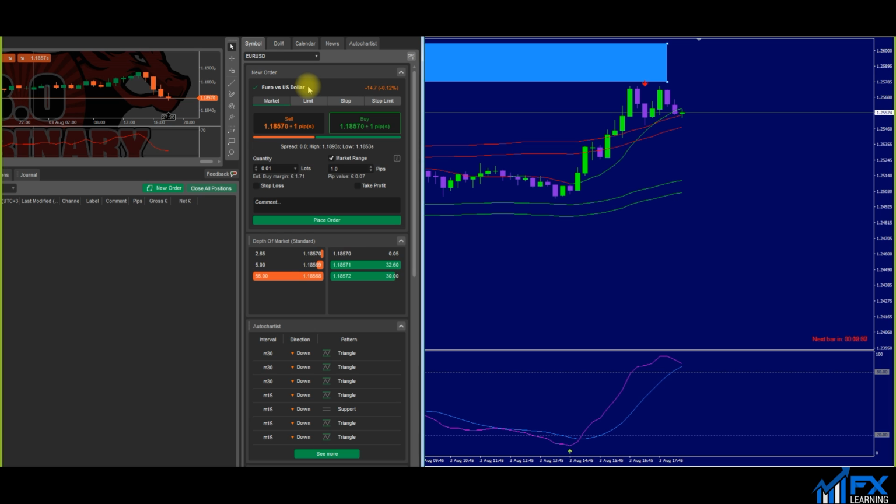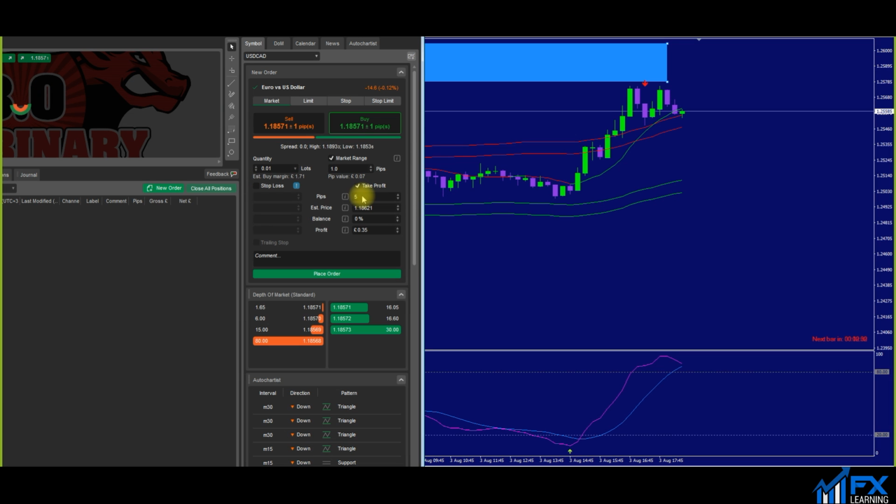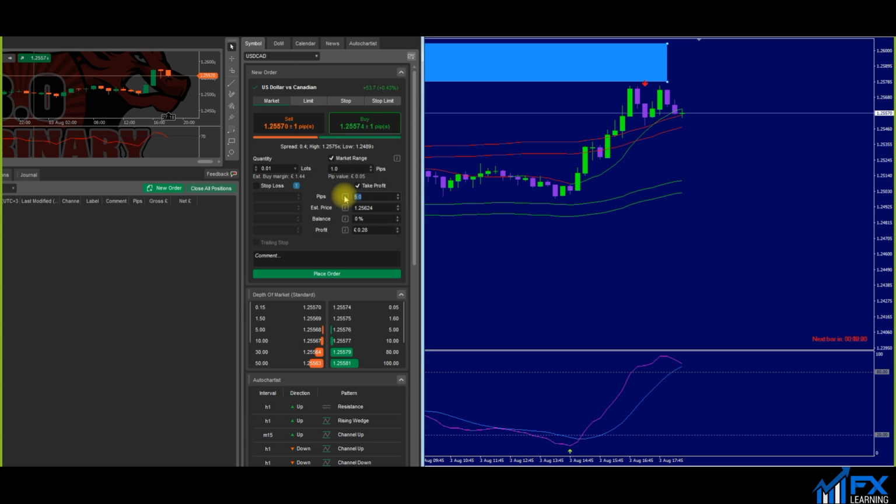USD CAD, wasn't it? So USD CAD. Like I said, we're going to put a 40 pip stop loss. So take profit, we're going to go with 40 pips. Stop loss, we're going to go with 40 pips like this. So a 1-to-1 risk reward ratio. It needs to be minus 40 pips. Let me get that to minus 40 pips.